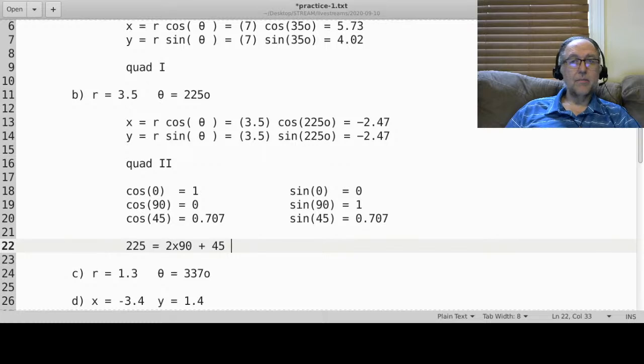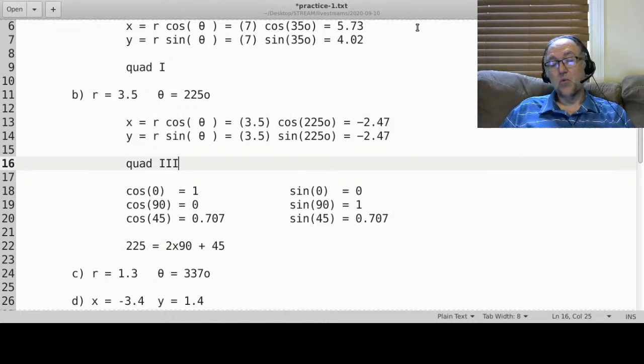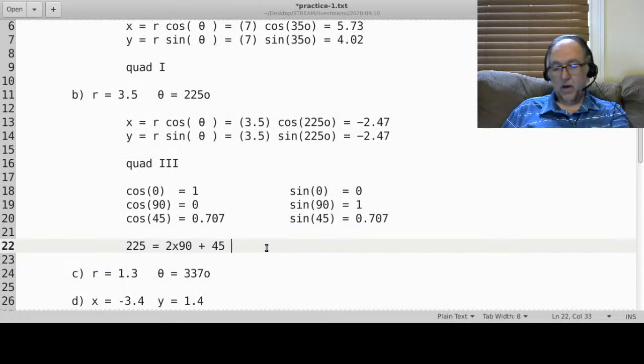That's question B. Let me see if there's any questions in the chat. If x and y are both negative, shouldn't it be in the third quadrant? It is. And what did I write? I wrote quadrant 2. Haha. Thank you very much. I don't know if I said quadrant 2 or quadrant 3. It should be in quadrant 3. And Timothy, thank you very much for pointing that out. That was just an oversight on my part.